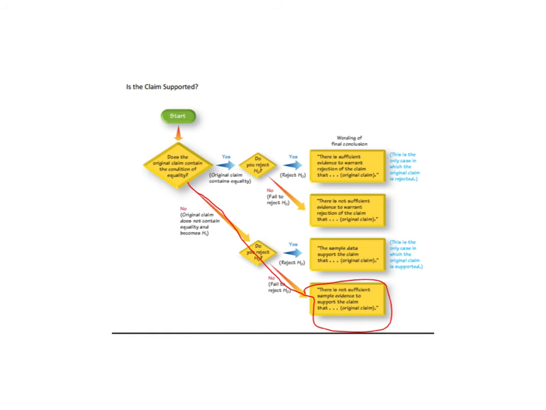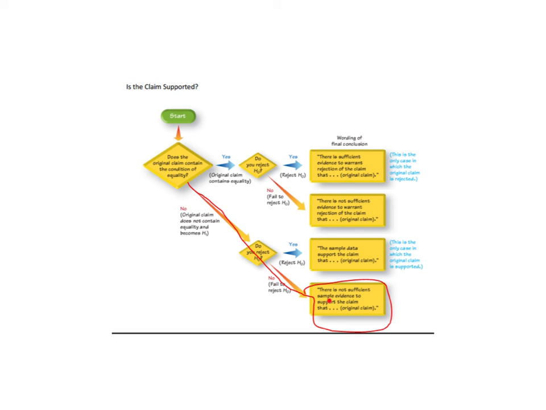Good afternoon. So this is that flow chart for my notes, and what I want to show you is how to use this. Does the original claim contain an equality? This just means, is the claim H0? Well, no, it wasn't. We said it was HA. Did you reject H0? I did not. So this is how I start my conclusion.